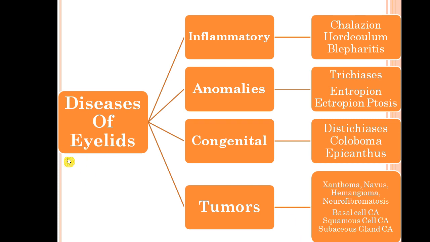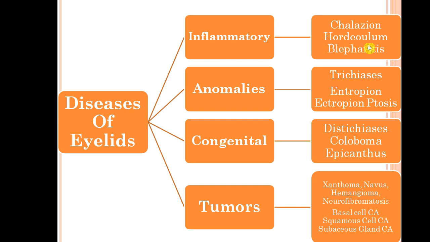We have classified the diseases of the eyelids into the inflammatory, anomalies, congenital, and tumors, and we were talking about the inflammatory diseases, in which in the previous video we have covered the chalazion, and today we are going to talk about the hordeolum. So basically, the chalazion and the hordeolum, these two are the focal inflammations of the eyelid, whereas the blepharitis is the diffuse inflammation of the eyelids. And all of these three are inflammatory, meaning inflammation occurs in all these three.